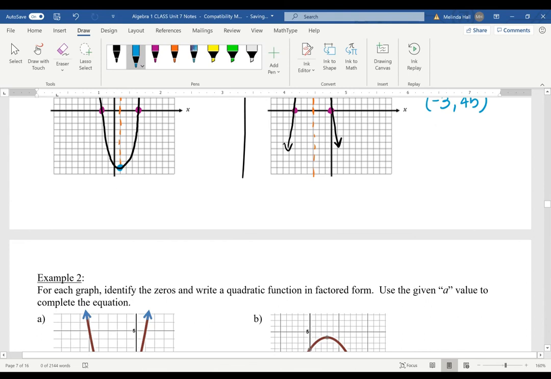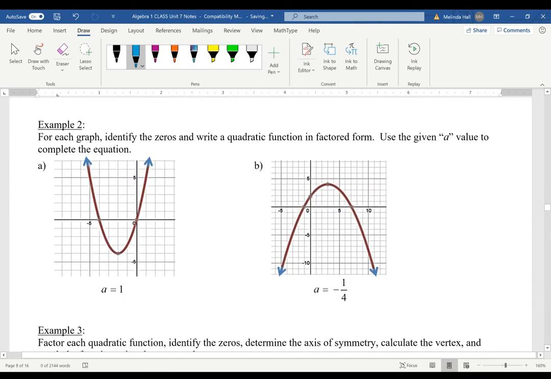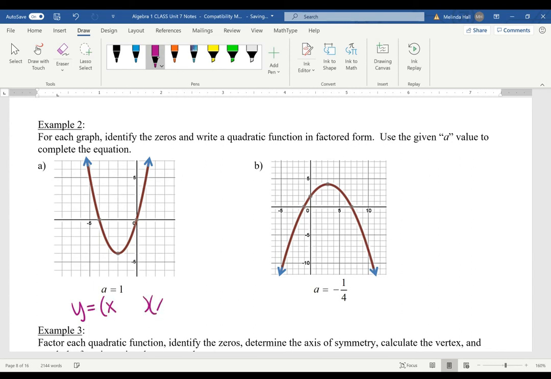So from there, with these graphs, we want to identify the zeros and then write a quadratic function in factored form with the given a value. So with this, my a value is 1, which makes my life super easy because I know I just have y equals x plus or minus something times x plus or minus something. Okay, usually the a would just go in the front. So then if I look at this, my zeros are at negative 4 and at 0.